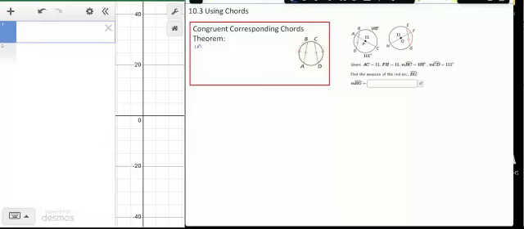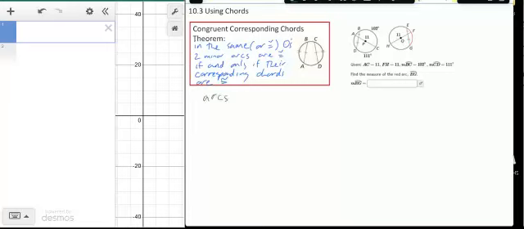So I'm going to write the wording of this, and then I'll talk through the general sense of it. So in the same circle, or congruent circles, and again, this is an if and only if, which means this statement and its converse are both true. Two minor arcs are going to be congruent if and only if their corresponding chords are also congruent. And so basically, it's saying that in a circle or congruent circles, arcs cut off by congruent chords are congruent.